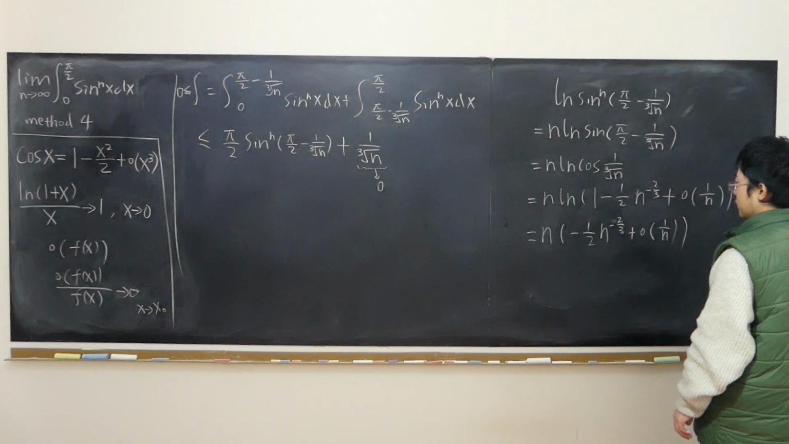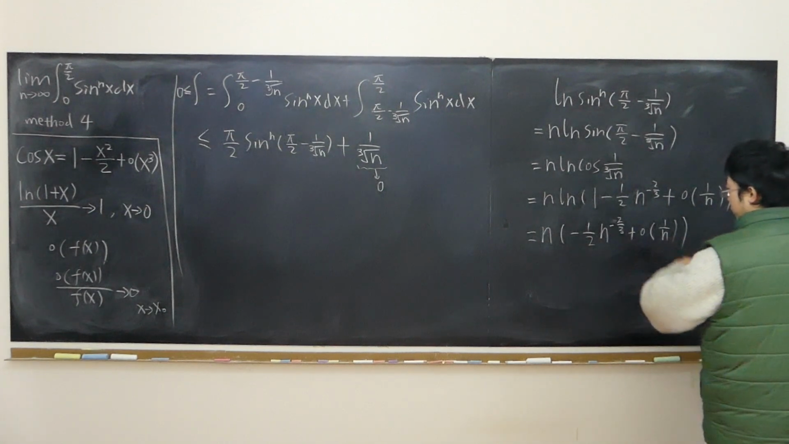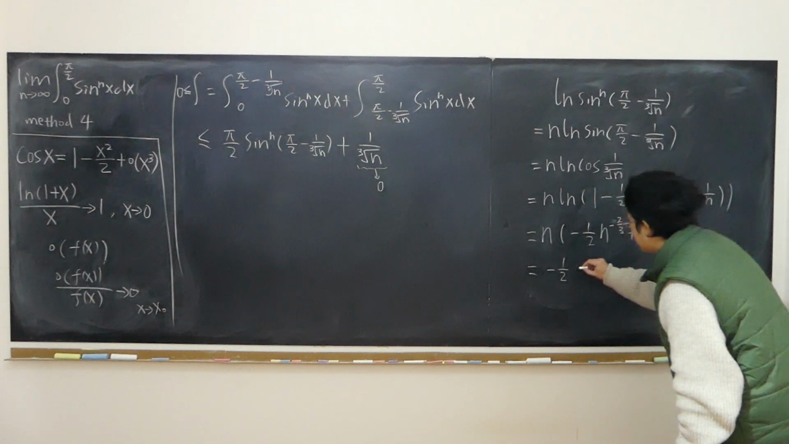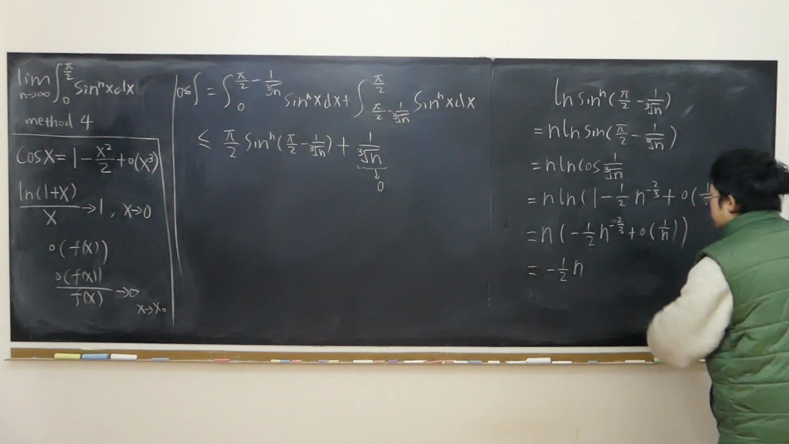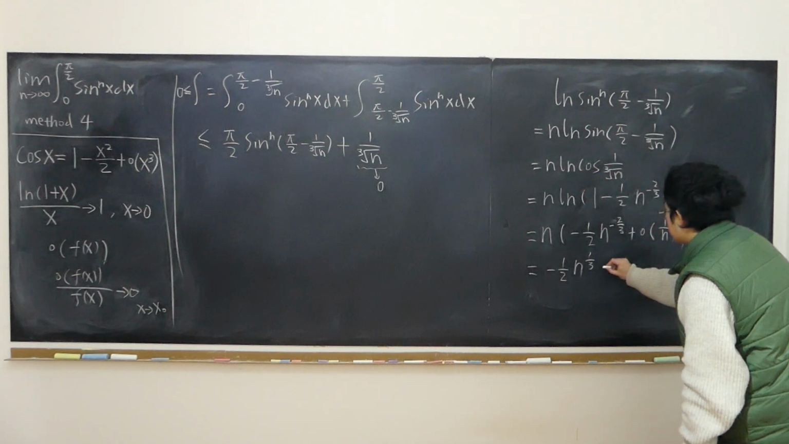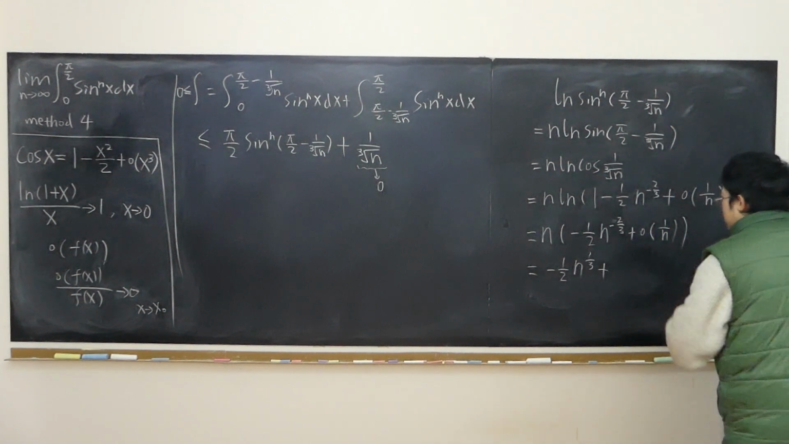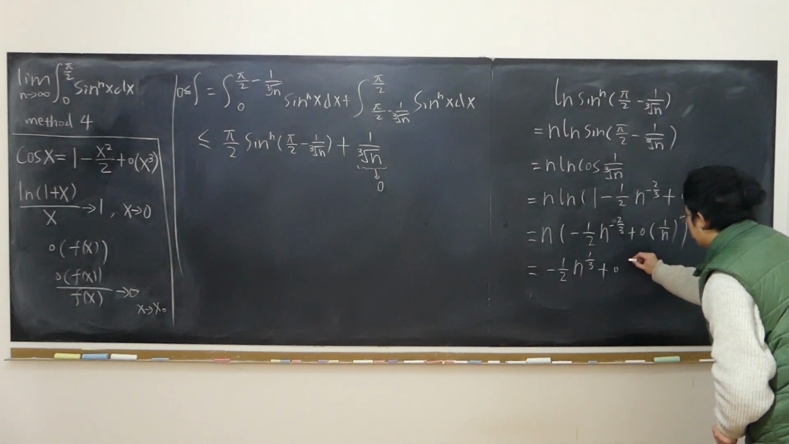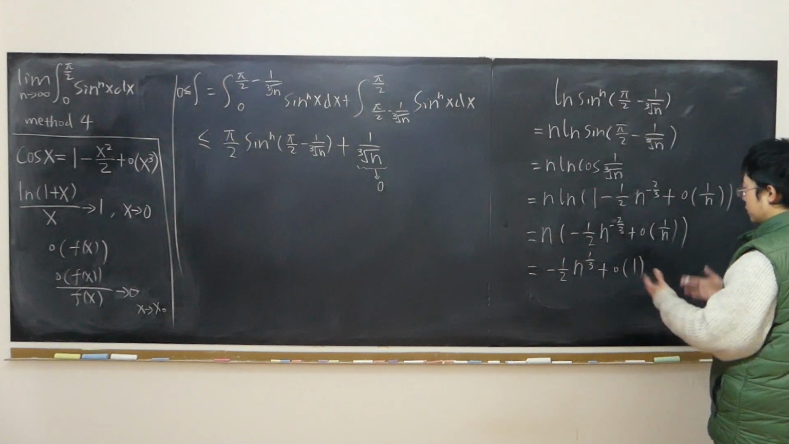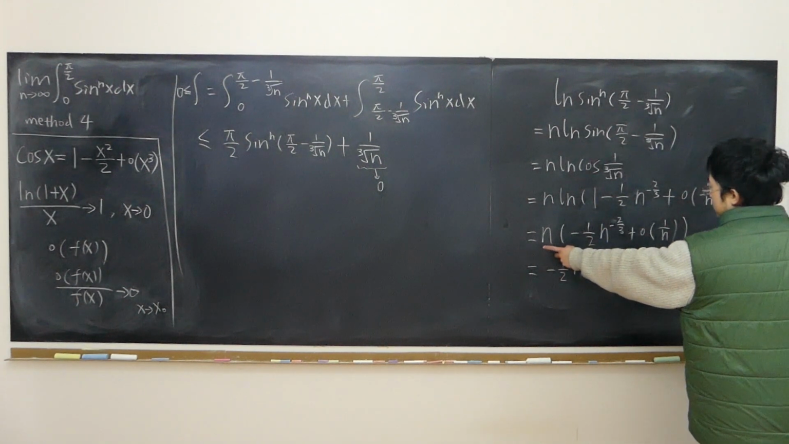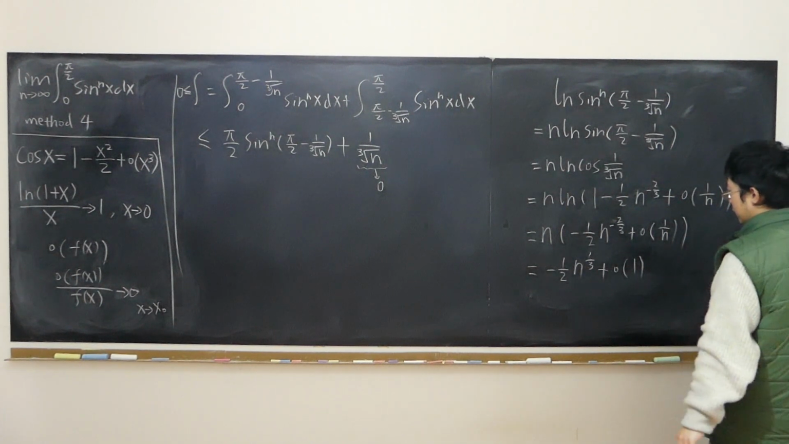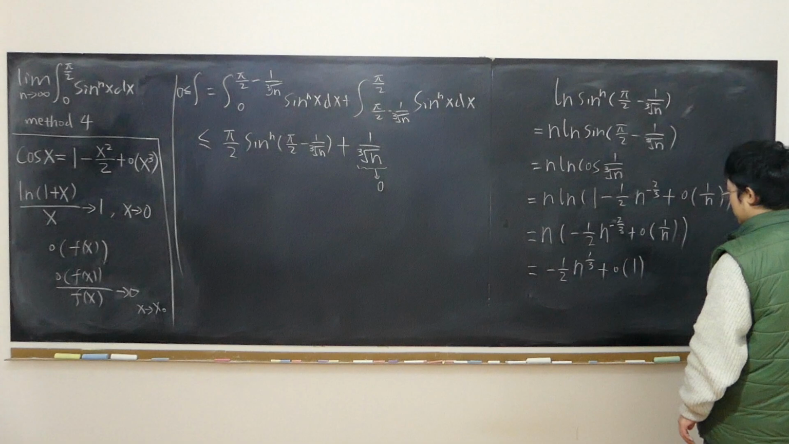Okay, so we can just simply multiply everything out. That becomes negative half times n to the power of 1 minus 2/3, that is 1/3, plus n times little o of 1/n, so it becomes little o of 1. We can just multiply this inside here. This is easily verifiable. Now, keep this in mind.